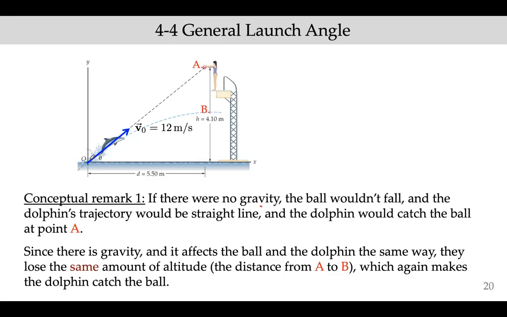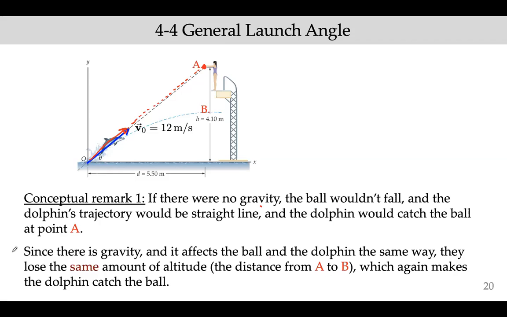If the dolphin aims in this direction, if that's the initial velocity, and if there's no gravity that will pull it down, the dolphin will go straight, right? And because the ball is not falling down, because there's no gravity, they would meet at this point A. So the dolphin would catch the ball at point A.